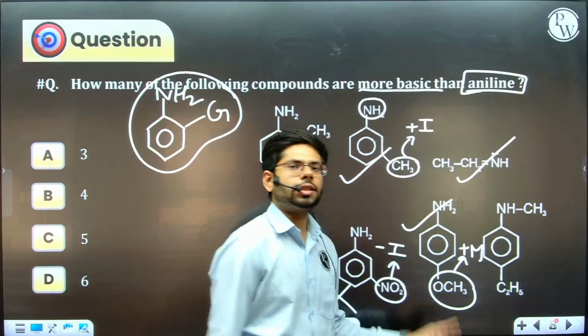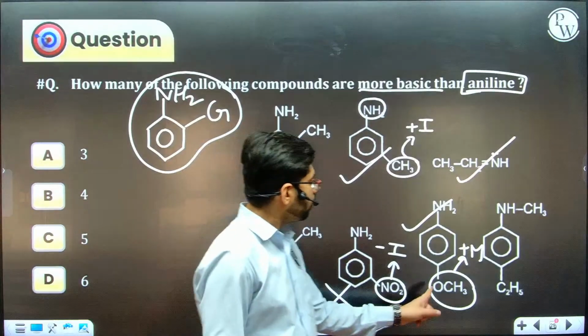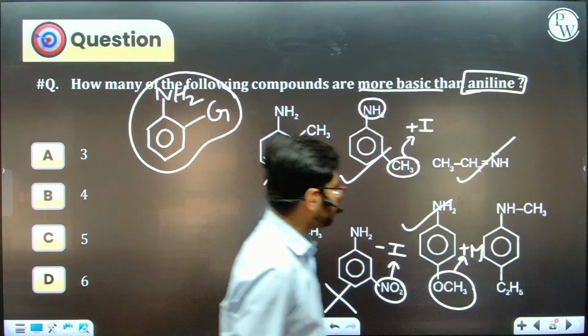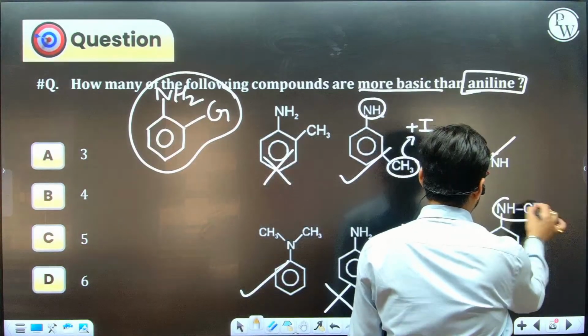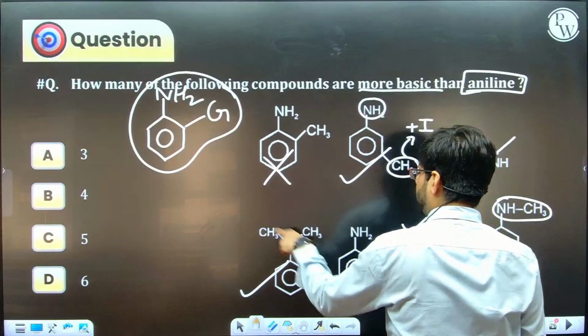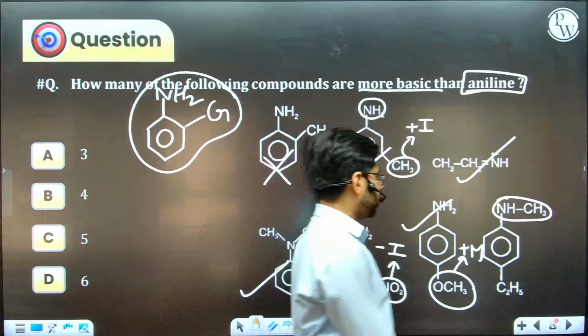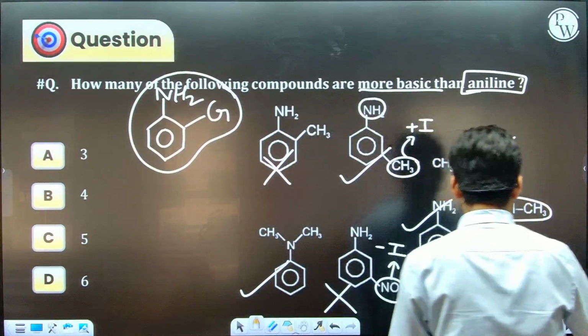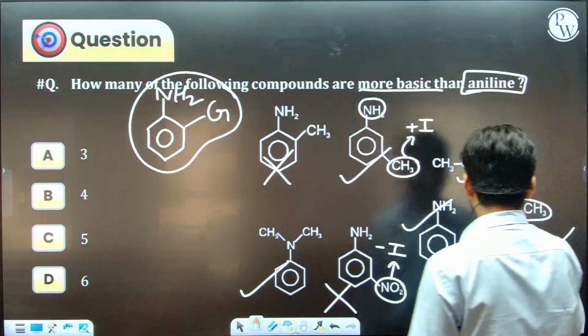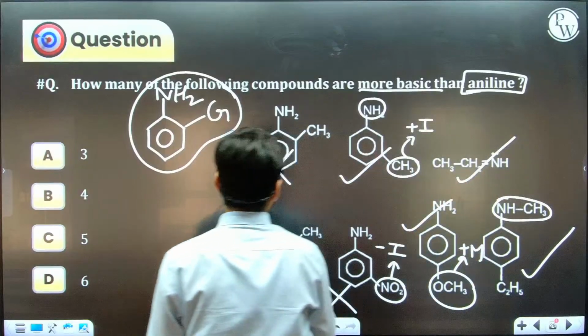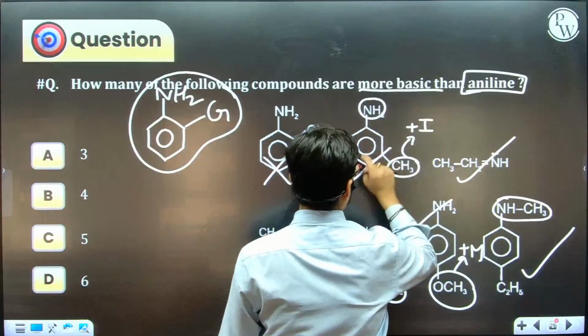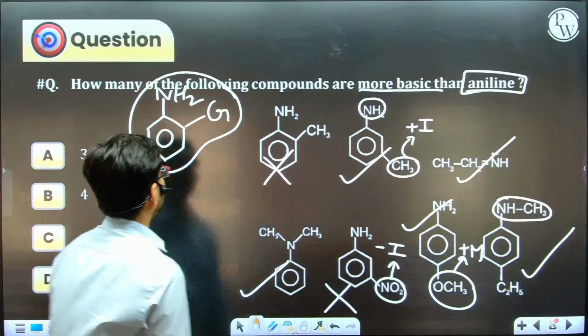At para we consider mesomeric effect. This is at para with respect to NH2, right? Again, NHR similar to this. So NR2 and NHR are always more basic than NH2 attached to the ring. So even this one. So 1, 2, 3, 4, 5.